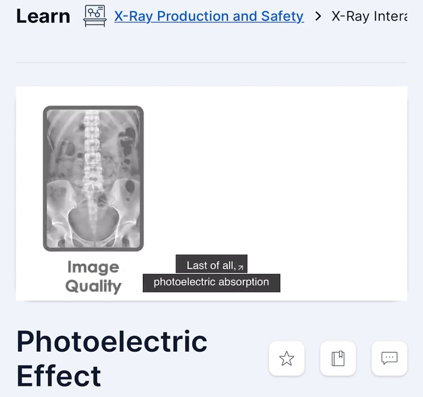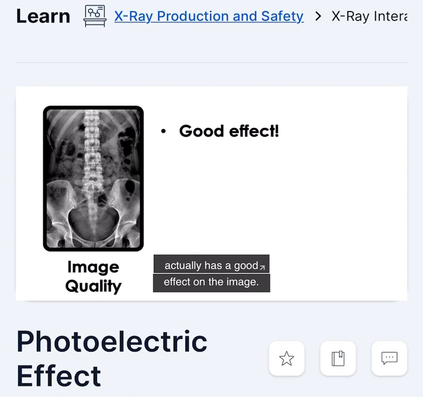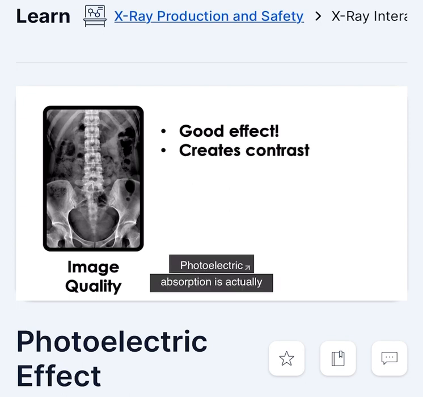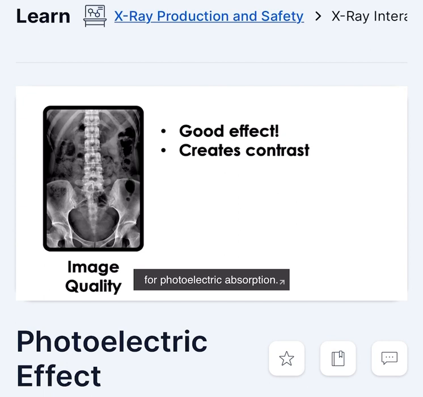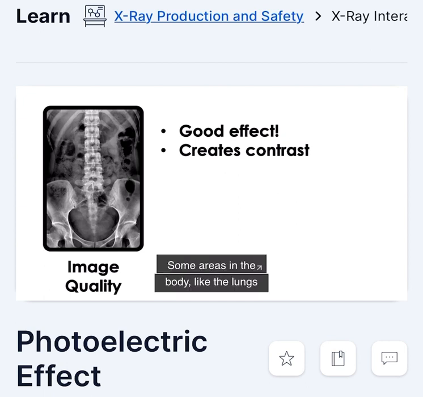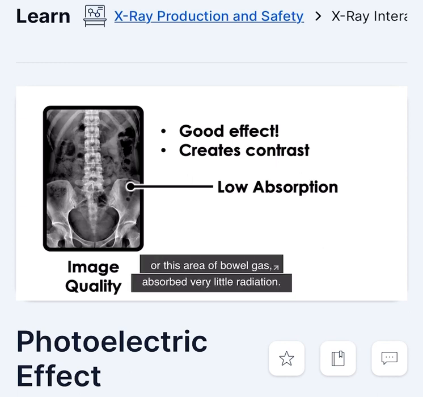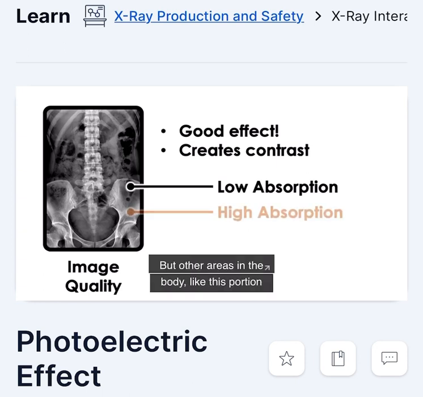Last of all, photoelectric absorption actually has a good effect on the image. So why is that? Photoelectric absorption is actually what creates contrast in the radiograph. We wouldn't have a radiograph if it weren't for photoelectric absorption. So here's how contrast is created. Some areas in the body, like the lungs or this area of bowel gas, absorb very little radiation. They don't experience much photoelectric absorption, and so they appear dark. But other areas in the body, like this portion of the pelvis, absorb a lot of radiation, and therefore they appear bright. The differences in darks and brights is contrast, and that's how we can see anything in the image.